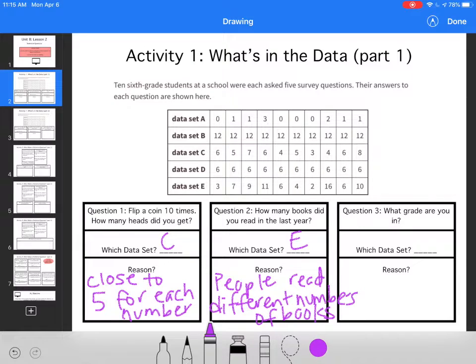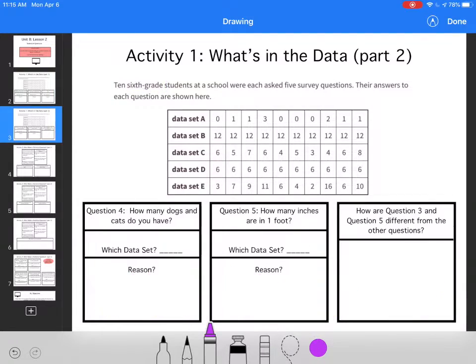Okay, the next one says, what grade are you in? Well, you guys are all in the same grade, you're all in 6th grade, so that's got to be data set D. We're all in 6th grade. Because it says 10 sixth grade students, so I know that they all had to be in 6th grade.